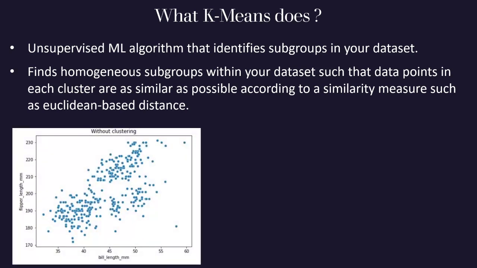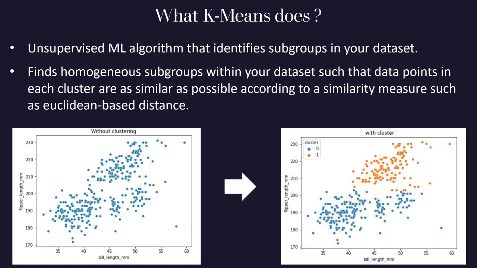For example, with this two-dimensional dataset, I plotted a scatter plot and I wanted to group these data points in two groups. So I ran K-Means and I ended up with this grouping, such that all points in blue are in the same cluster, cluster 0, and all points in orange are in the same cluster. So this is the purpose of K-Means.